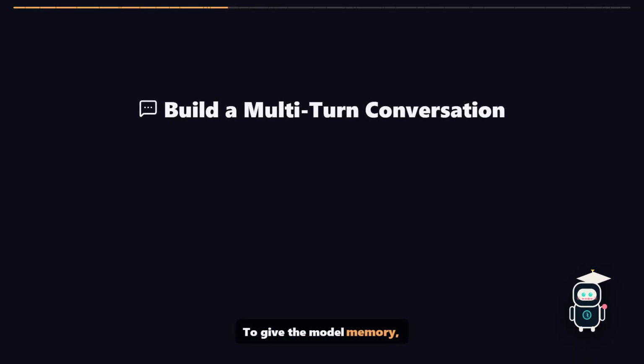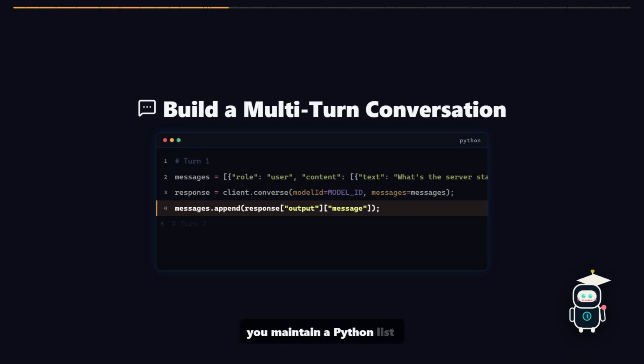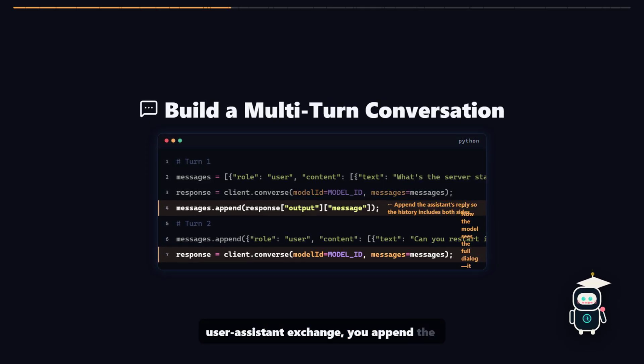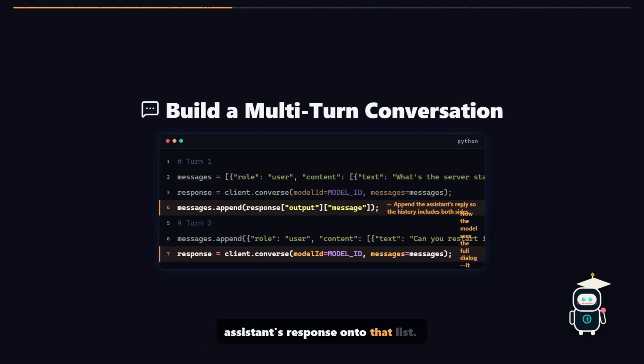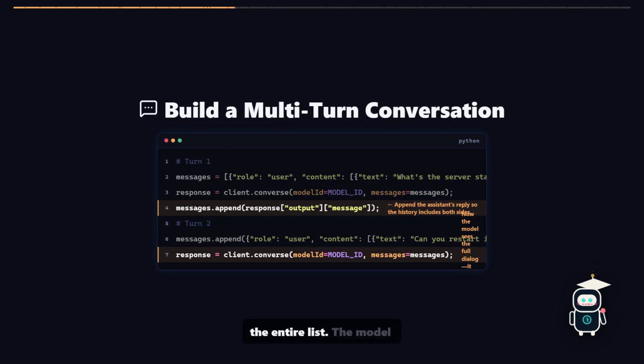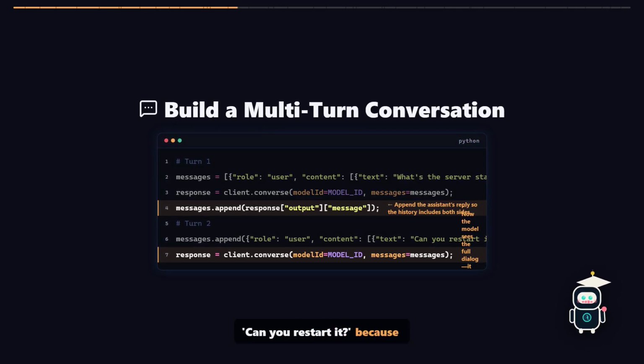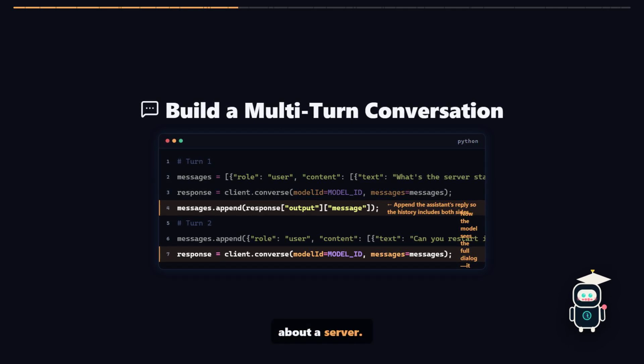To give the model memory, you maintain a Python list called messages. After the first user-assistant exchange, you append the assistant's response onto that list. For the follow-up, you just append the new user message and call Converse again with the entire list. The model now sees the full conversation and correctly answers questions like, "Can you restart it?" because it knows you were talking about a server.